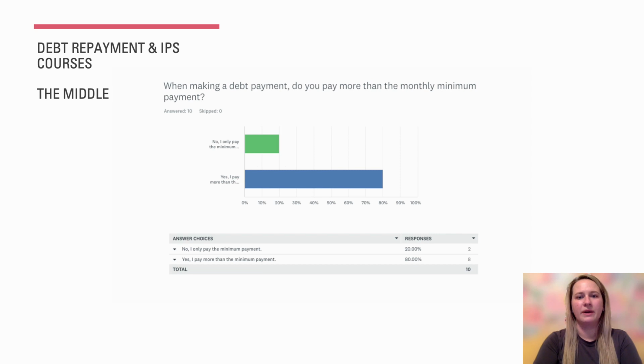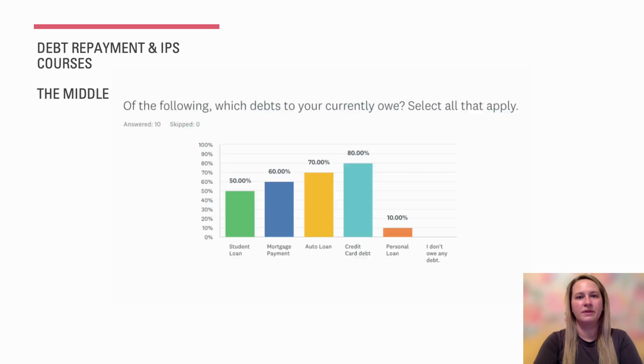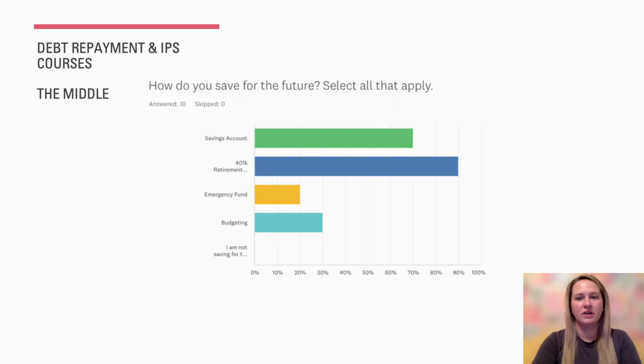Here I wanted to learn about types of debt that everyone has. It looks like all participants have debt. The most common is credit card debt, and the least common is a personal loan. Here I wanted to know if others were saving for the future. You can see that all participants are saving for the future, with savings accounts coming in second to 401k.